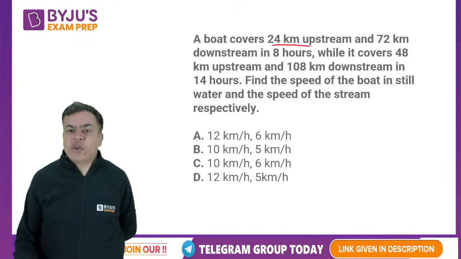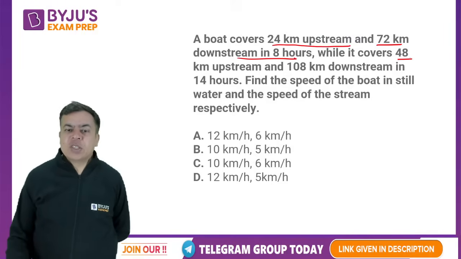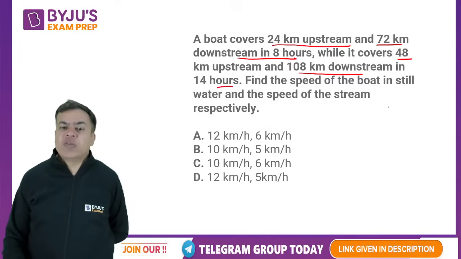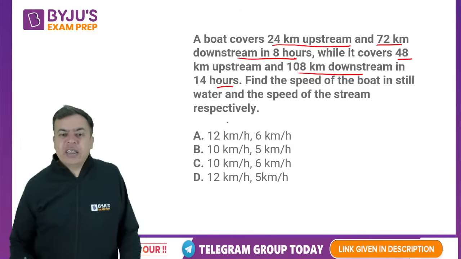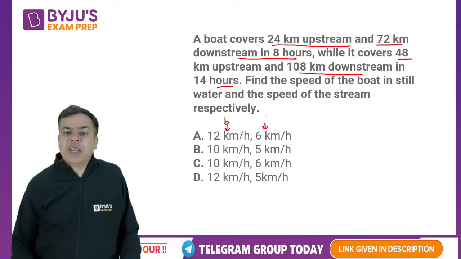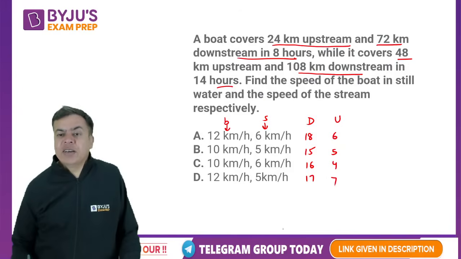A boat covers 24 kilometer upstream and 72 kilometer downstream in 8 hours, while it covers 48 kilometer upstream and 108 kilometer downstream in 14 hours. Find the speed of the boat in still water and the speed of the stream respectively. This is the speed in still water, this is the speed of the stream. So that means downstream will be 18, 15, 16, 17, and upstream will be 6, 5, 4, 7.